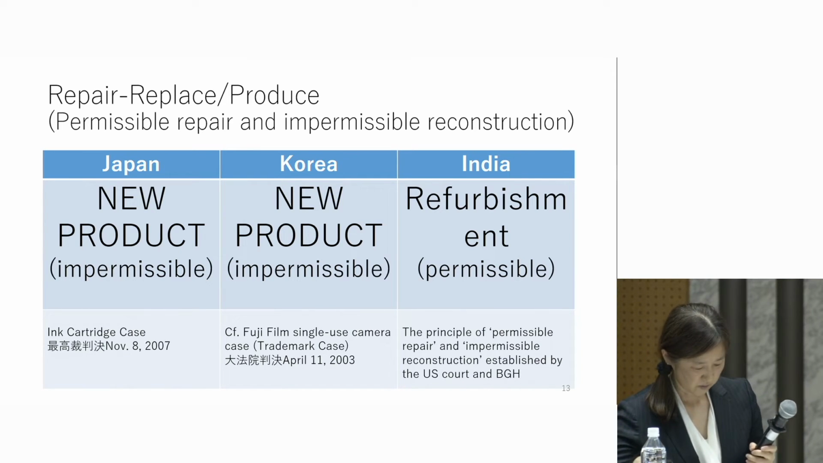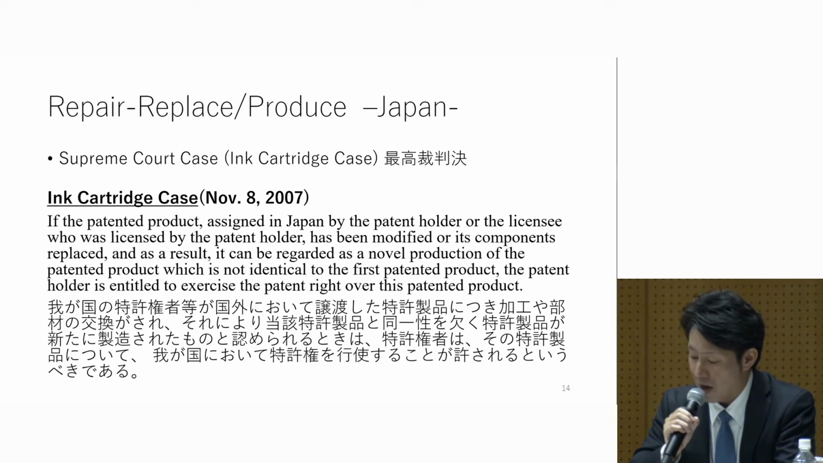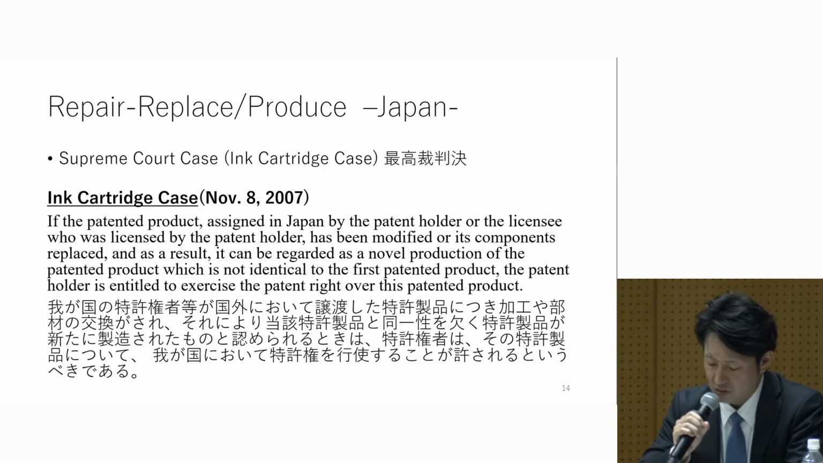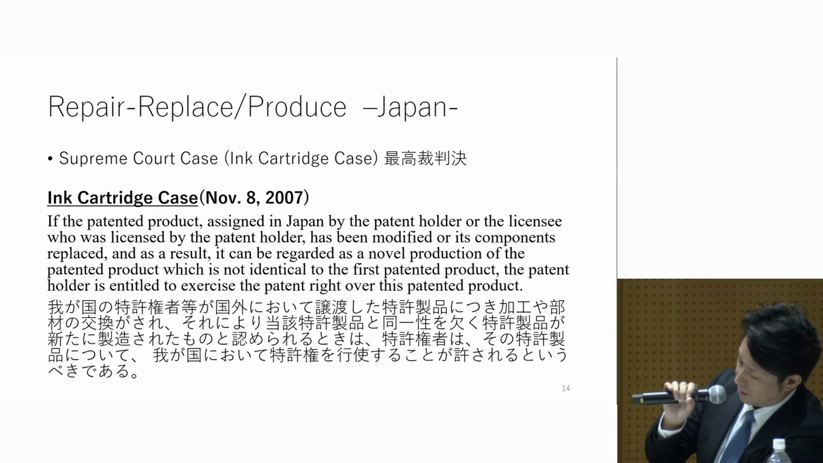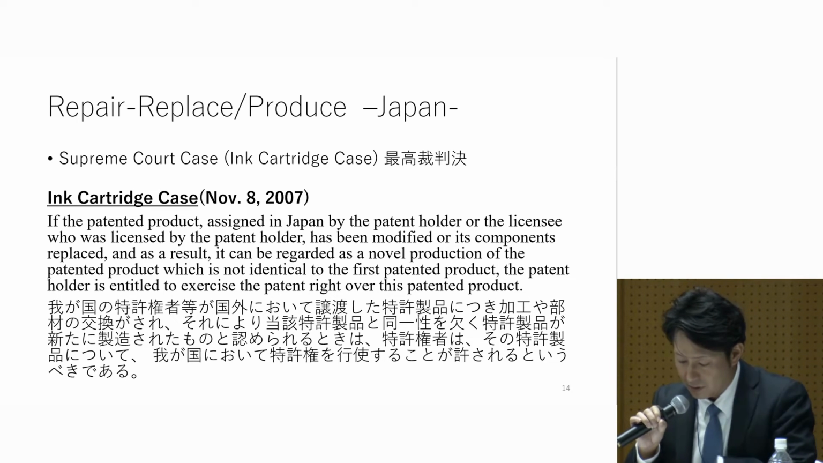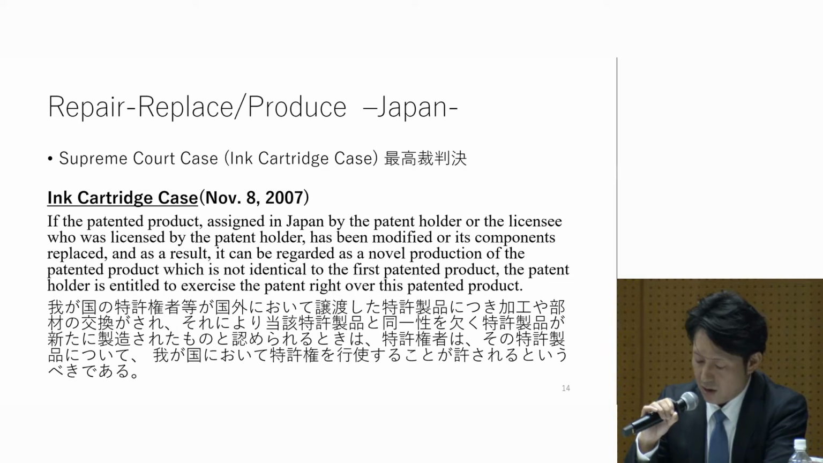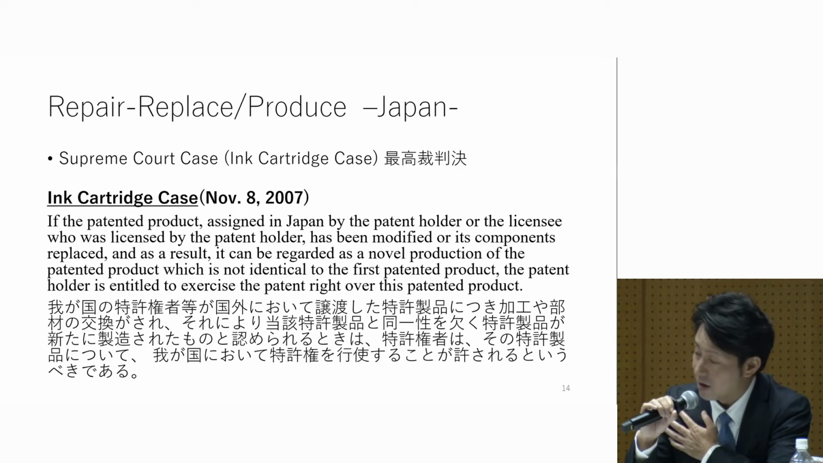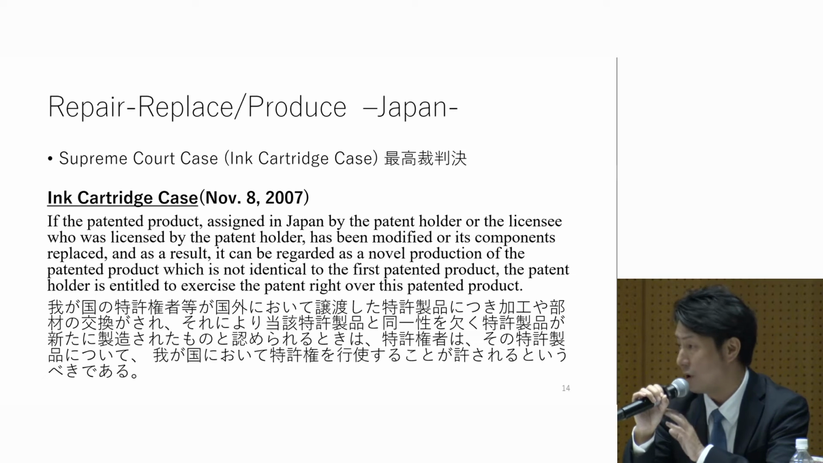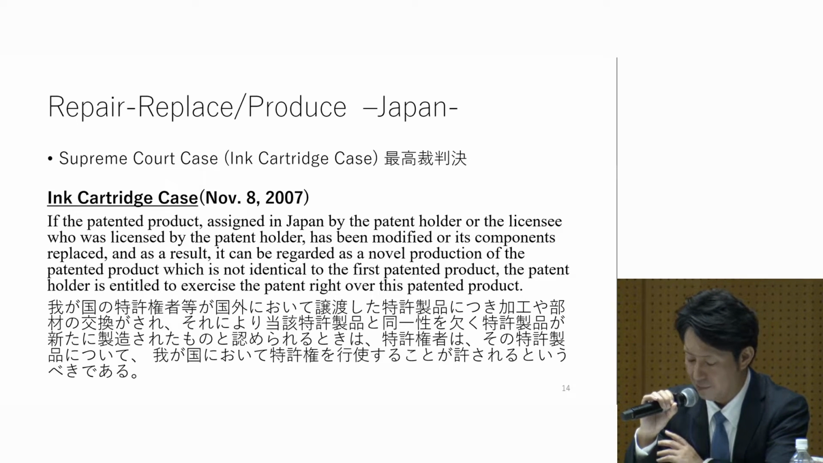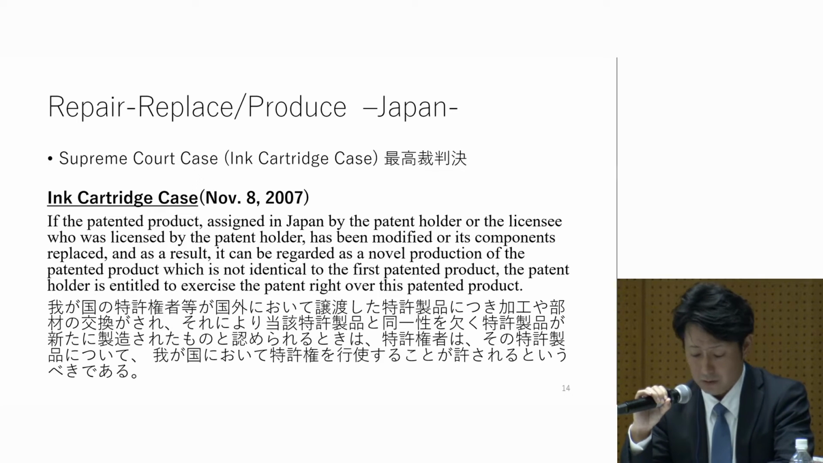All right. I'm going to speak about what happens in Japan when legitimately sold products have been modified or repaired. We have a Supreme Court case from 2007 called the ink cartridge case. It's a little complicated, but in a nutshell, the court says if something has been done to the product to the extent that it is deemed a new production of the patented product or it has lost its identity, the patentee may exercise the right against that new product. Next slide, please.